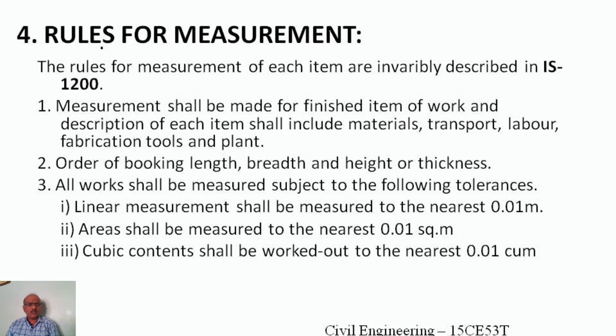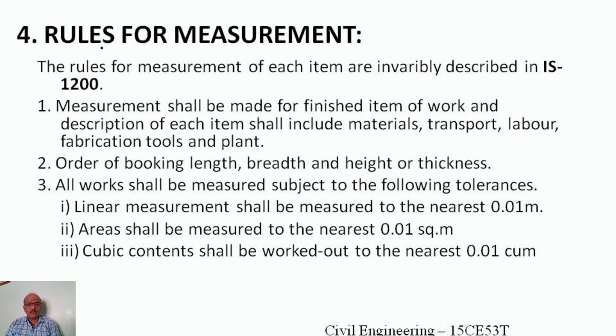The general rules are: the measurement shall be made for the finished item of work. The measurement has to be taken after the completion of the work. And the description of each item shall include the material, transport, labor, fabrication, tools and plants involved to complete the work. The second general rule is regarding the booking of the measurements. The order of booking the measurements shall be length, width, height or thickness.